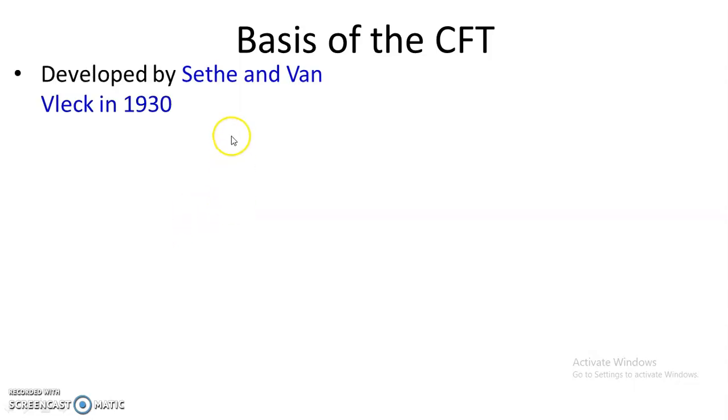Now the next important point: what is the basis of crystal field theory? Crystal field theory was developed by Bethe and Van Vleck in 1930, whereas in 1951 this crystal field theory was applied for the interpretation of spectra of transition metal complexes.